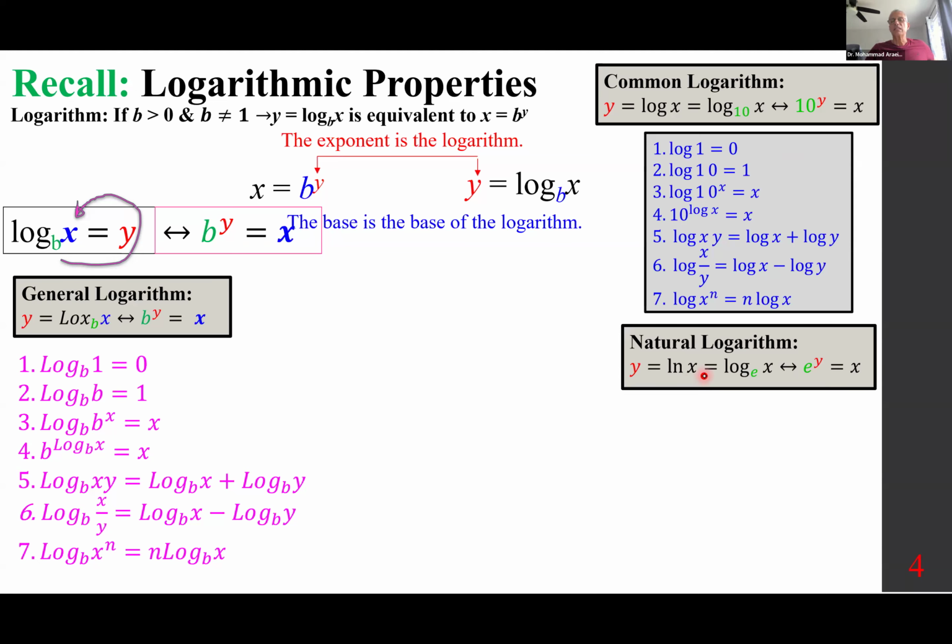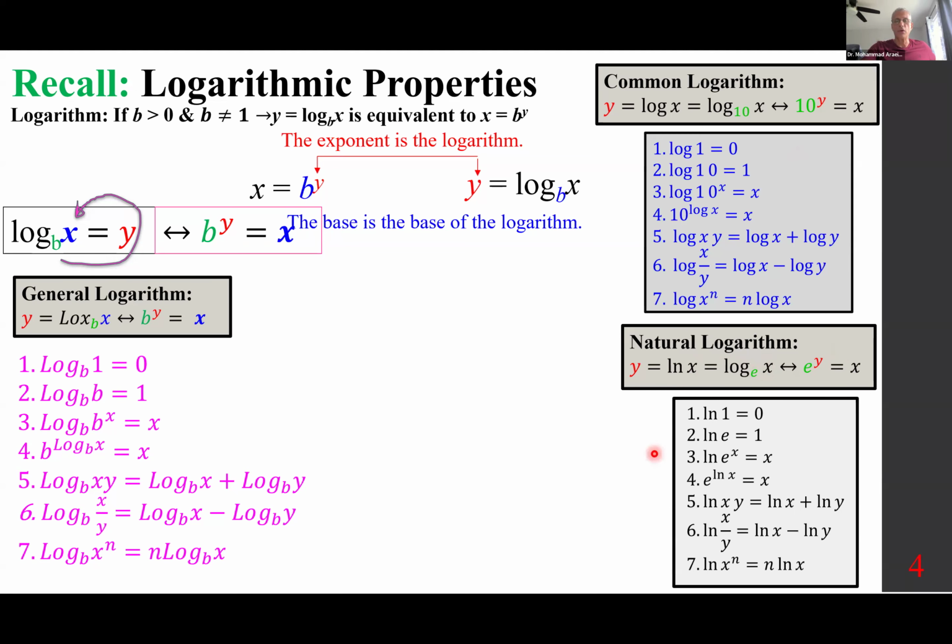Natural log, the base is e. So when we write y equals ln x, it means log x base e, we don't write it in this format. And it means e to the power of y equals x. And it gives rise to the following properties. So this is a general case, and these two are specific cases, common log, natural log. For example, ln 1 is 0, ln e equals 1, and so on.